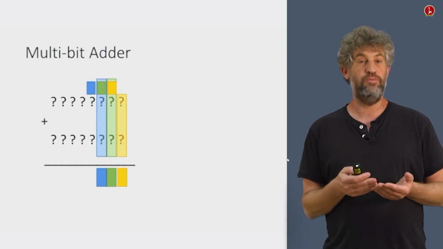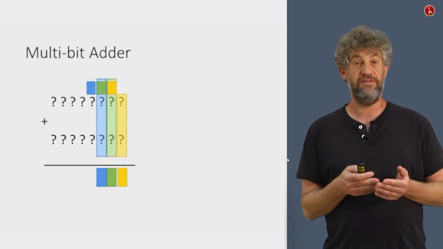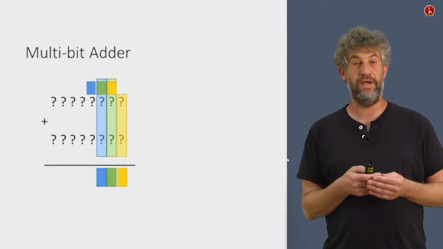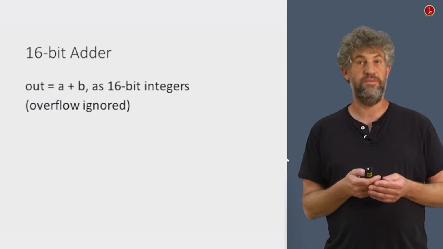So to implement the whole thing, we just need to basically connect 16 of these full adders, or maybe 15 full adders and one half adder for the rightmost bit, connect them together in the right way, and you get exactly an adder. And this is what you're supposed to do. This is our 16-bit adder.